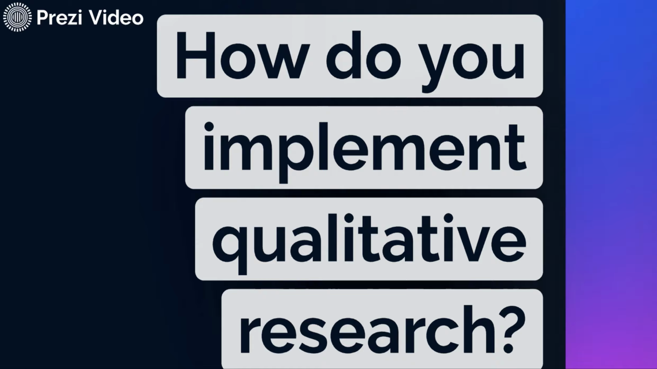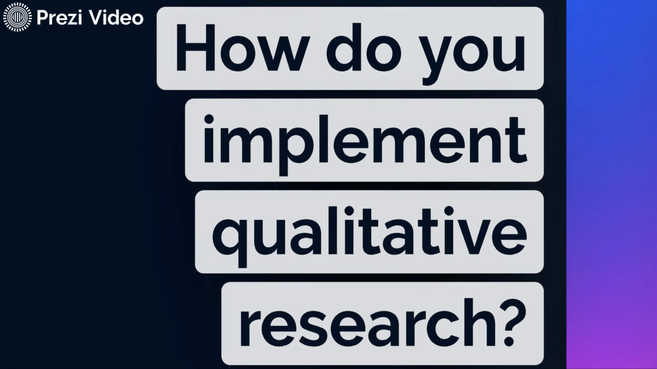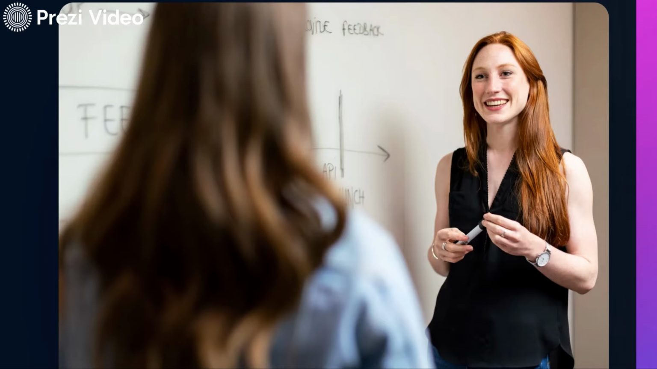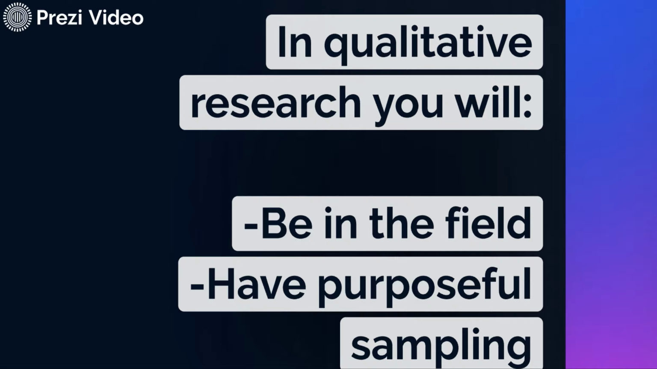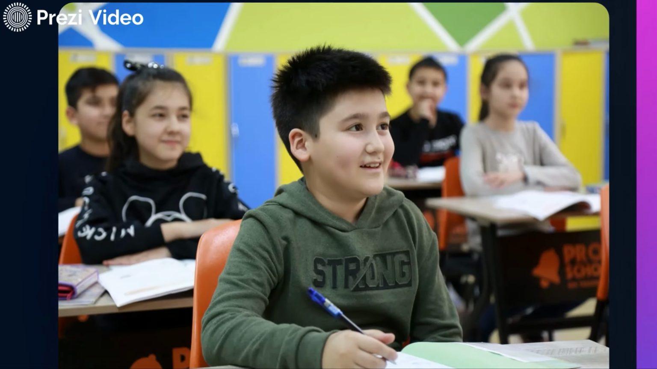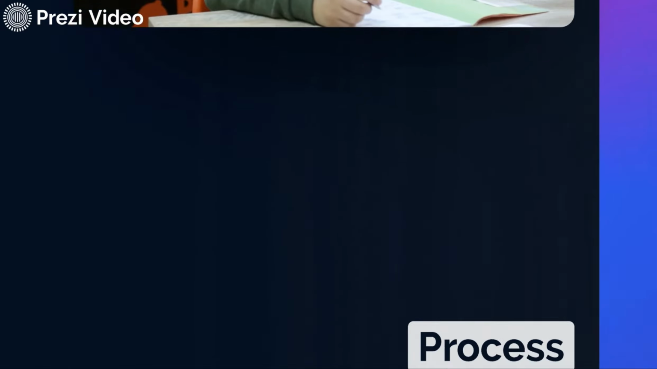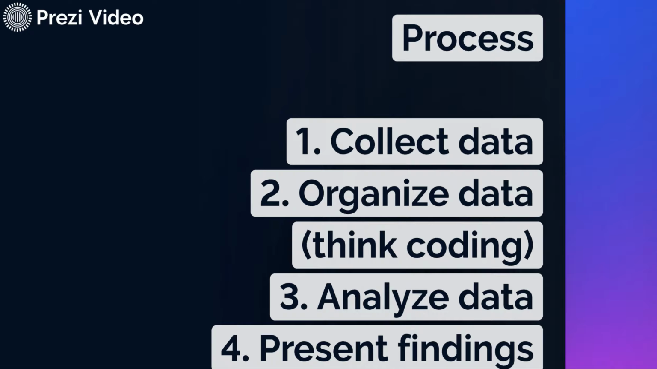Be prepared for your role as the researcher. Depending on the design that you choose, you will more than likely be an observer and a participant. Be ready to be in the field. Qualitative research is all about purposeful sampling. In the case of gathering qualitative data on K through 12 students, you would more than likely seek out students in a school environment. Remember that your step-by-step process is to collect and then prepare and organize data, place your data into themes, think of coding, analyze such data, and then present it.